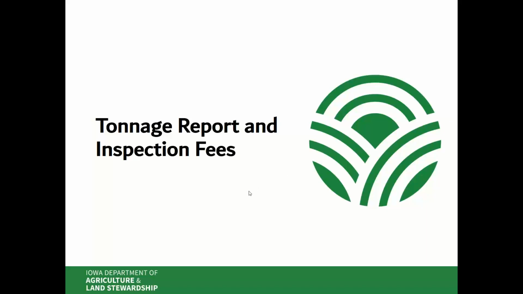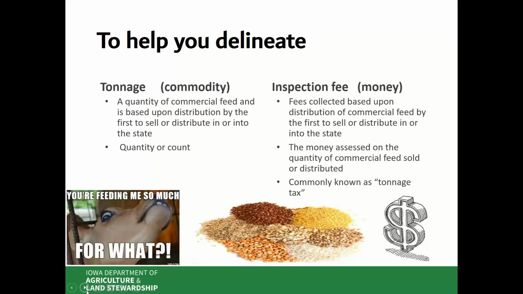All right, for the tonnage report and inspection fees. So the tonnage is the commodity. It's the quantity of the commercial feed and is based upon the distribution by the first to sell or to distribute into the state of Iowa. So it is the quantity or the count. And the inspection fee is the fee that is collected based upon the distribution of the commercial feed by the first to sell or distribute in the state of Iowa. And you'll hear me a lot through this part talking about the first to sell and first distribute in or into the state of Iowa. That is how we look at who needs to report those tons.